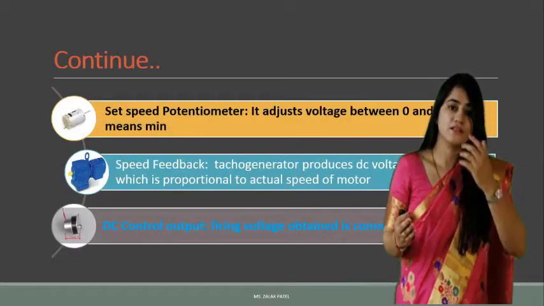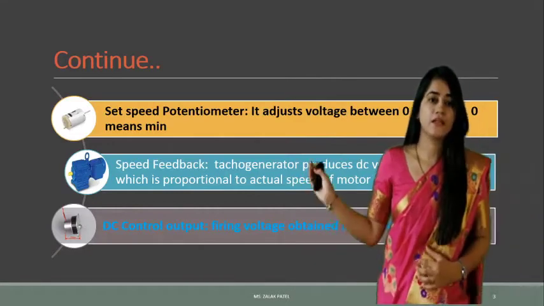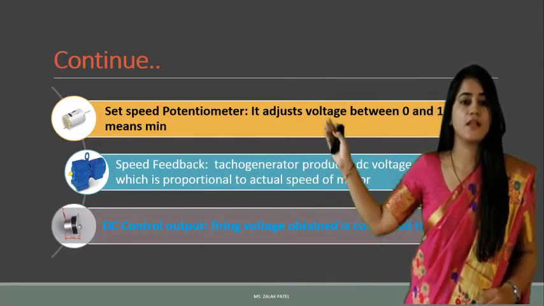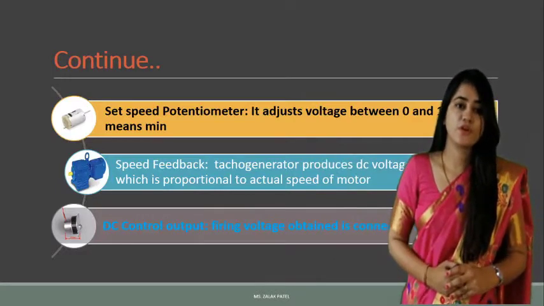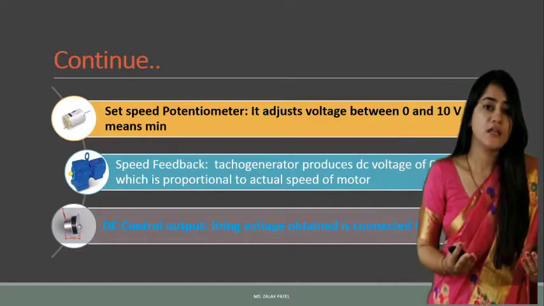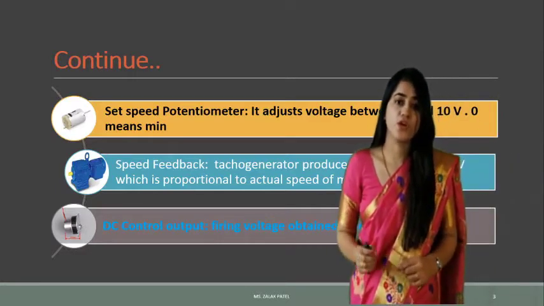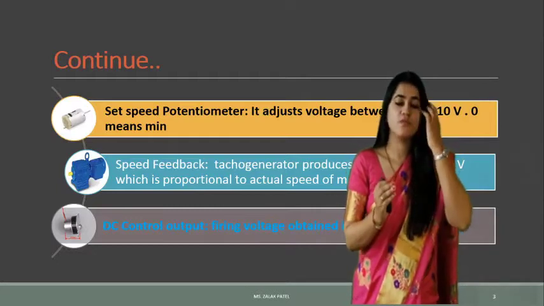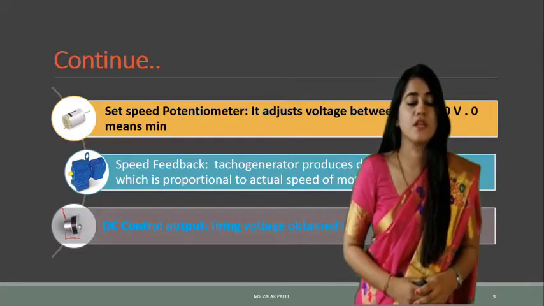So mainly the DC drive's operation is divided into three categories. The first category is the set speed potentiometer. Here the set speed potentiometer adjusts the voltage. For the DC drive we consider the voltage range from 0 to 10 volt. So 0 is the minimum voltage level and 10 volt is the maximum voltage level.